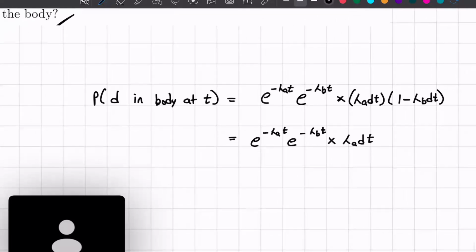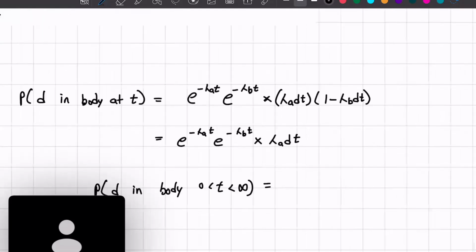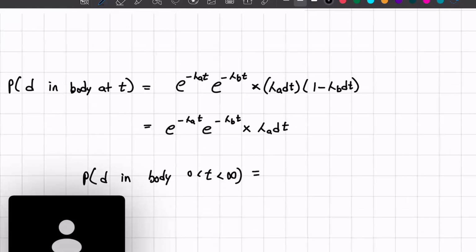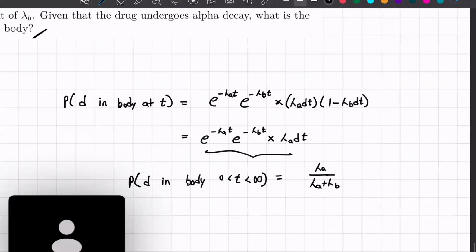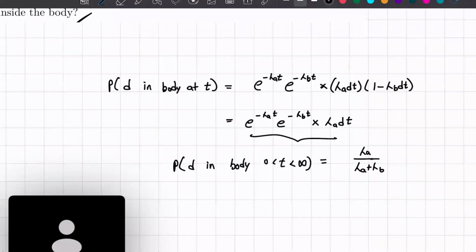Next, you want to find the probability that it decays at all in the body. So you want to find not just at time t, but any time from 0 all the way to infinity. Because these are probabilities, you can sum them up, so you basically just integrate all these individual probabilities at each t. If you integrate it from 0 to infinity, you will get lambda a over lambda a plus lambda b. Okay.